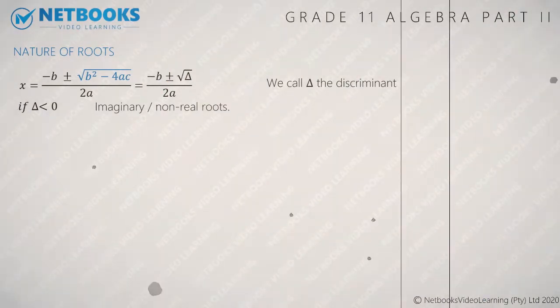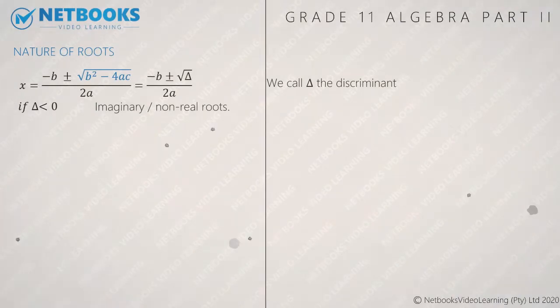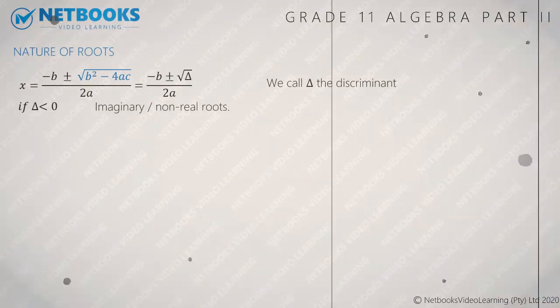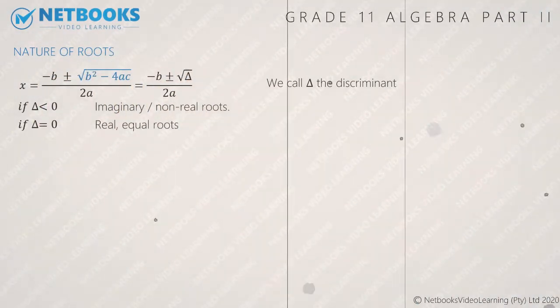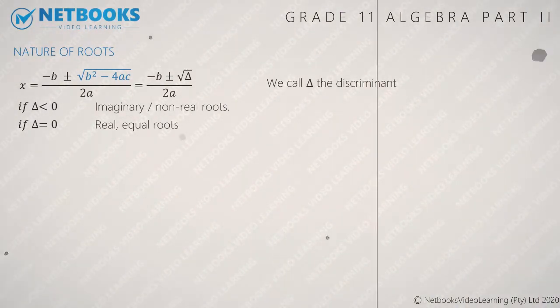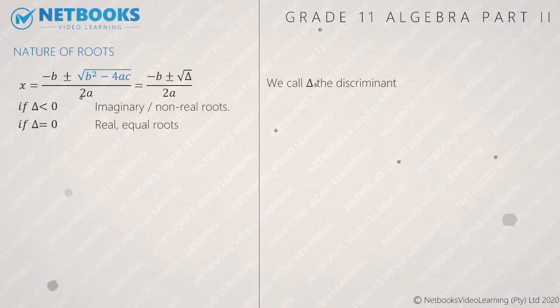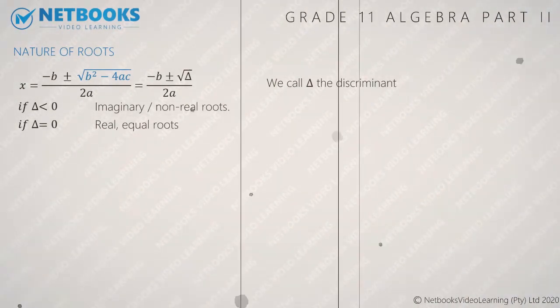If the discriminant is negative, we will have imaginary, or non-real roots. This is because we cannot take the square root of a negative number. If the discriminant is 0, well, the square root of 0 is 0. So we will have plus or minus 0, which means we won't really have two different answers. So we say that the roots will be real and equal.